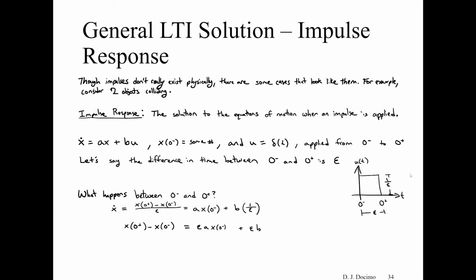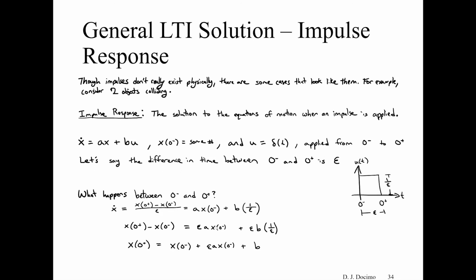So what happens between 0 minus and 0 plus? Well, we're going to have our x dot, which is approximately going to be equal to x0 plus minus x0 minus over our epsilon. And then we're going to just plug in 0 minus in the value for u here for our state and our input respectively. And this is essentially just approximating this using a forward Euler or the definition of a derivative, actually.